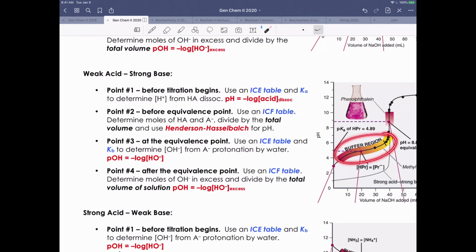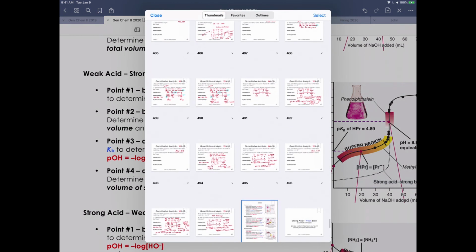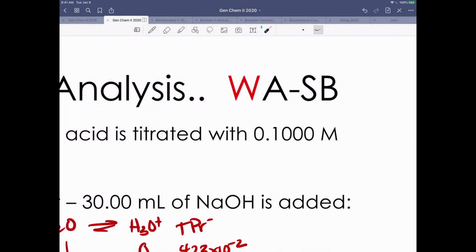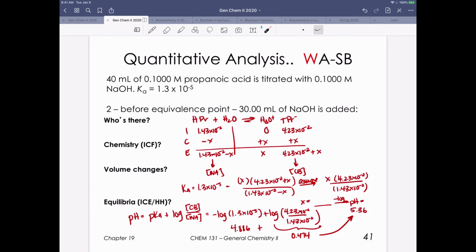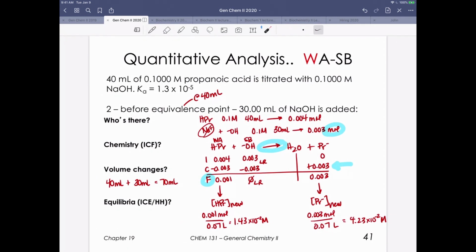Since we know any point here that we have before the equivalence point, we're actually taking some of our weak acid and making it into a conjugate base. Having both of these in solution, we know we've got a buffer. So we can use an ICE table, but we can also use the Henderson-Hasselbalch equation. So going back to that calculation, that is going to be here, right? Here was our chemistry table to show us who we had left, and again, the concentration of conjugate base and weak acid that we had.